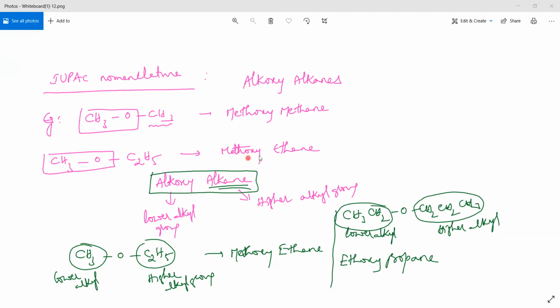What will be its name? Methoxy. The higher alkyl group ends with alkane. That is ethane. So methoxyethane.